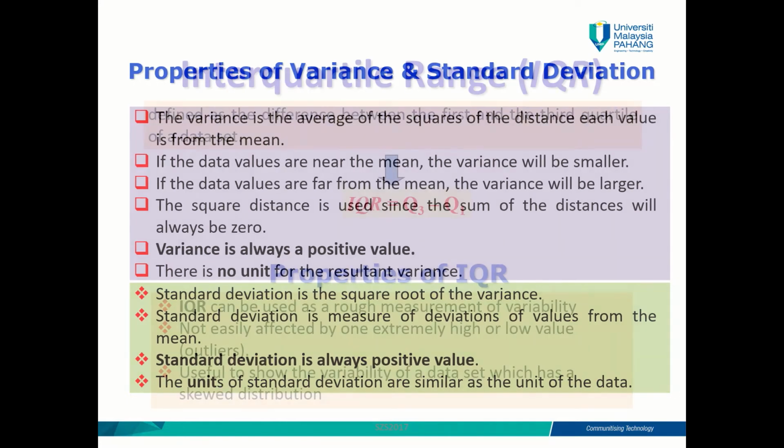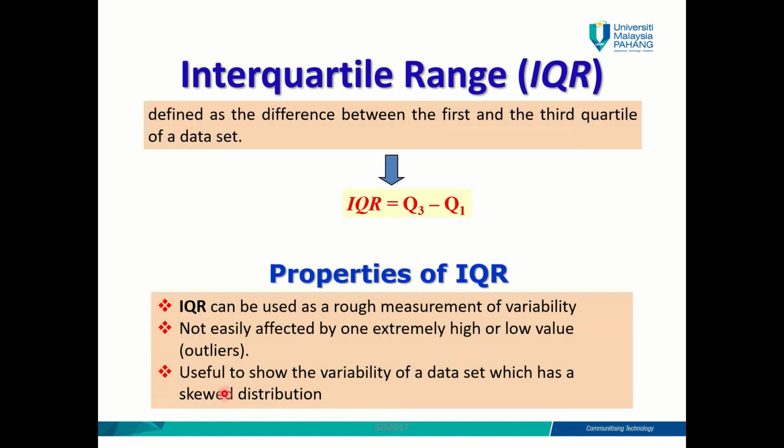Now, moving on to the fourth measure of variation, which is the interquartile range. It is the difference between the first and the third quartile of a data set. So basically, the formula for IQR is Q3 minus Q1. You might wonder what this is, right? I will teach you how to find quartile 3 and quartile 1 of a data set in our next class. For this video, just take note of the formula for IQR, which is Q3 minus Q1.